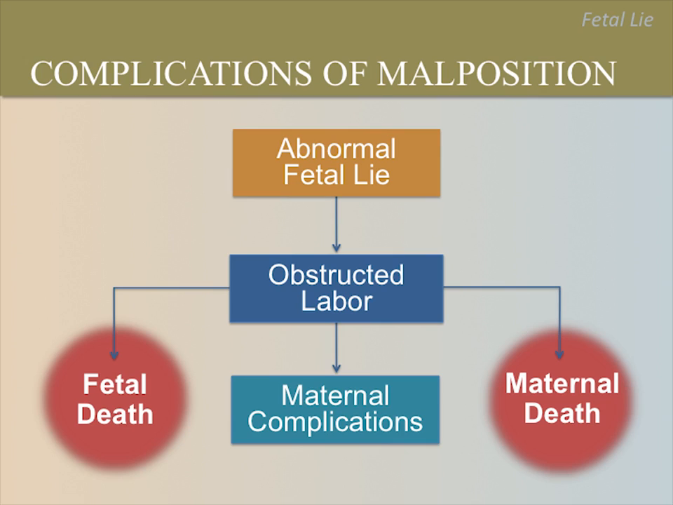Another possibility is that the long labor results in a hole or tear between the mother's vagina and rectum, or vagina and bladder, which is called a fistula. With a fistula, the woman is unable to control her feces or urine. A mother can also die from a ruptured uterus or infection.